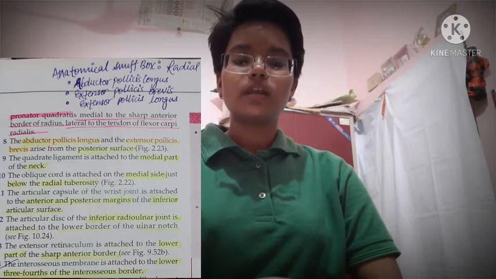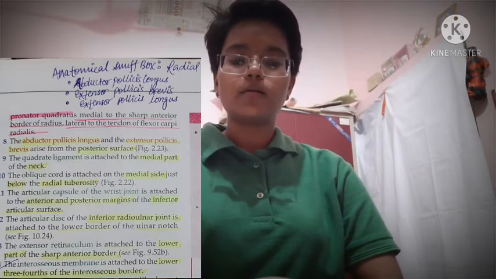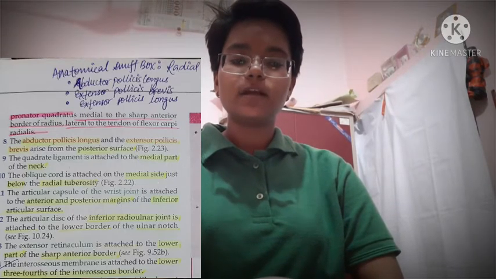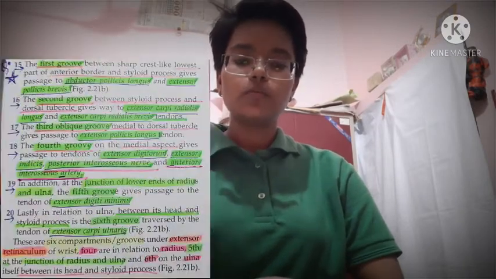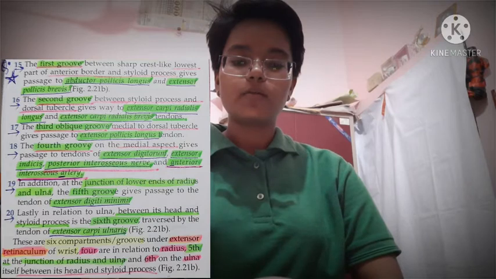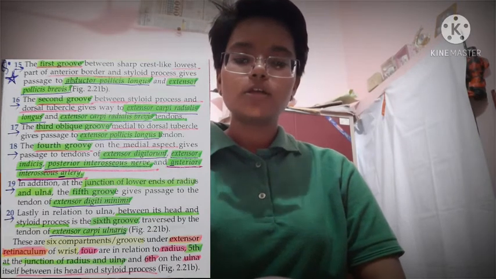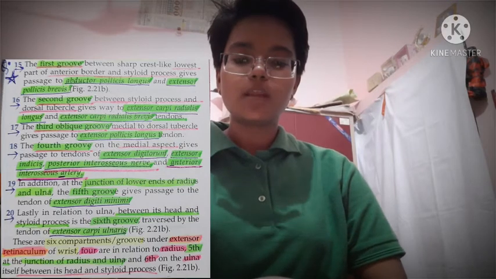The extensor retinaculum is attached to the lower part of the sharp anterior border. The interosseous membrane is attached to the lower three-fourths of the interosseous border. The first groove, between the sharp crest-like lowest part of the anterior border and the styloid process, gives passage to the abductor pollicis longus and extensor pollicis brevis.